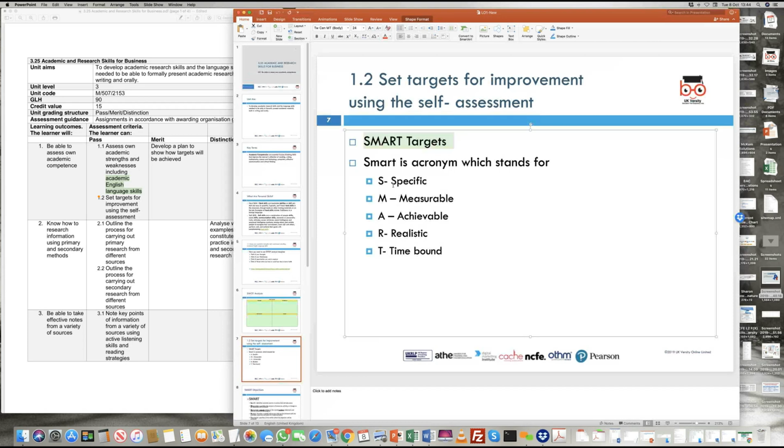Now, SMART is an acronym, where S stands for specific, M stands for measurable, A is achievable, R is realistic, and T is time bound. So this is an acronym which is generally used to set targets which can be specific, which can be measured, and which are achievable. So you don't want to set a target which says that my English is the entry level 3, for example, or let's take a different example altogether.